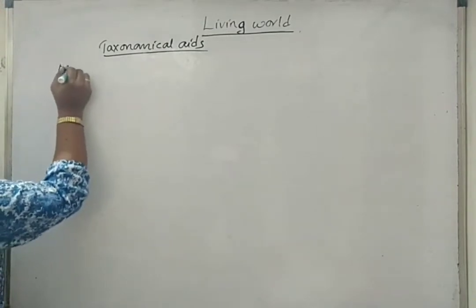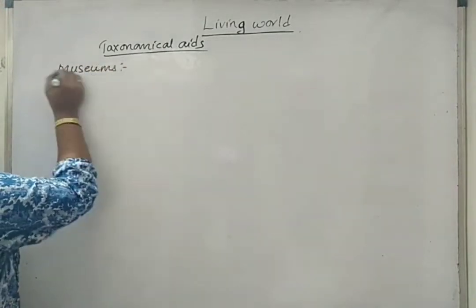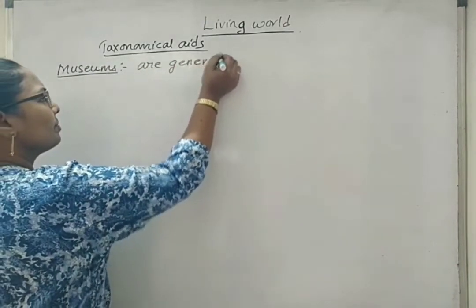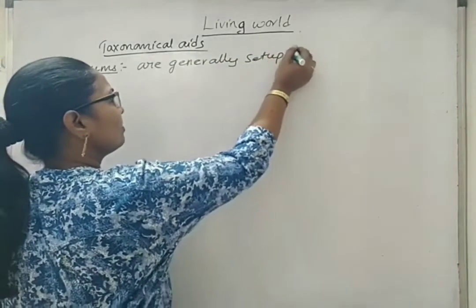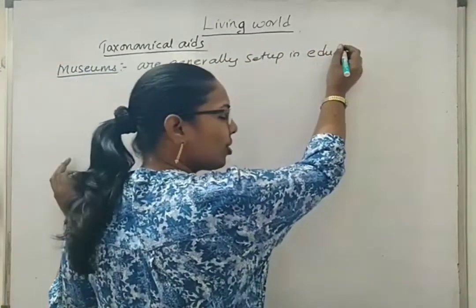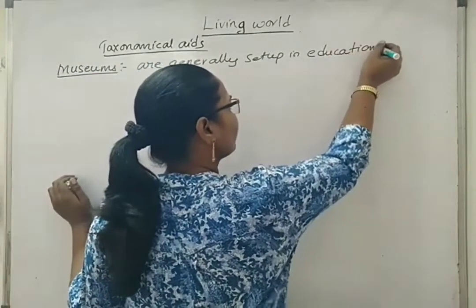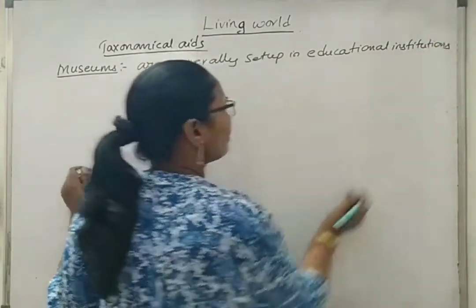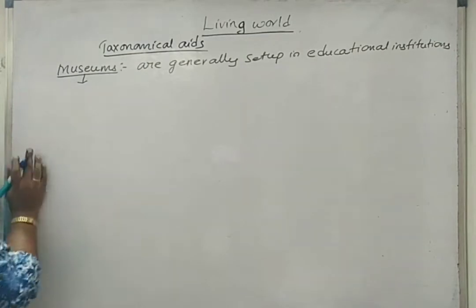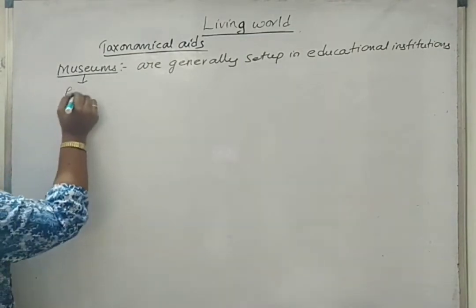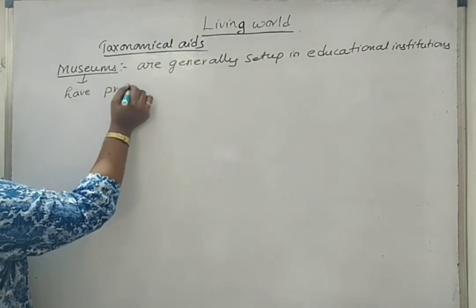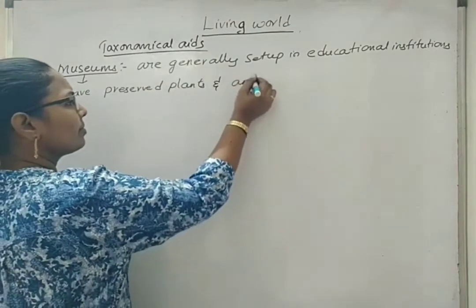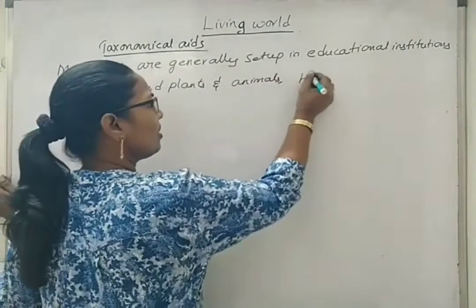The next taxonomical aid is museums. Museums are generally set up in educational institutions like colleges and schools. It can be universities also. So what do museums have? Museums have preserved plants and animals. Museums have historical items.